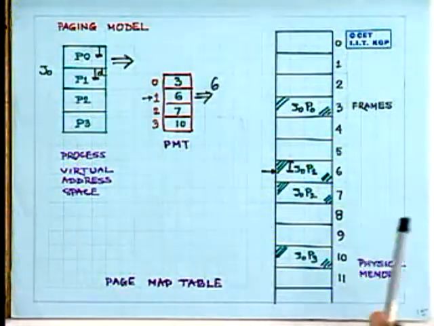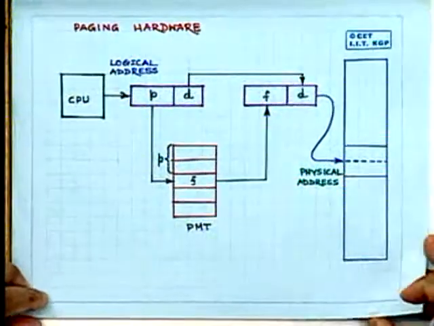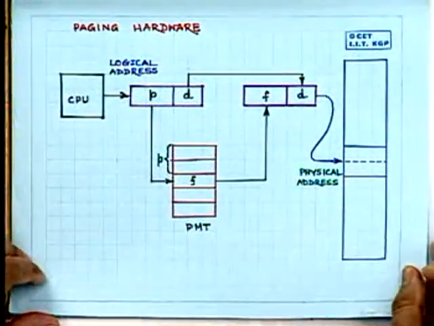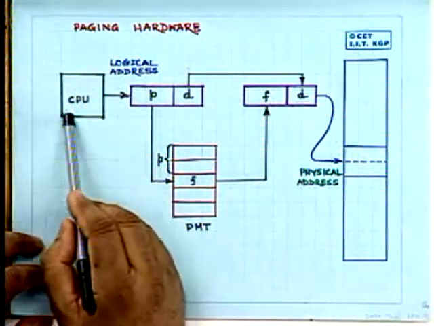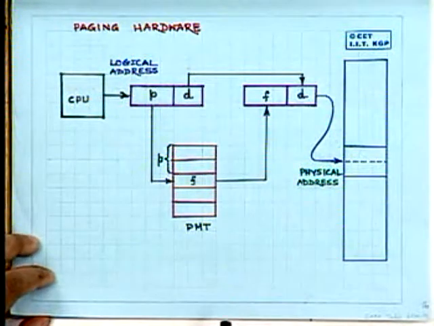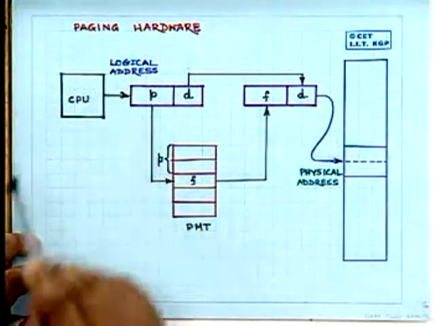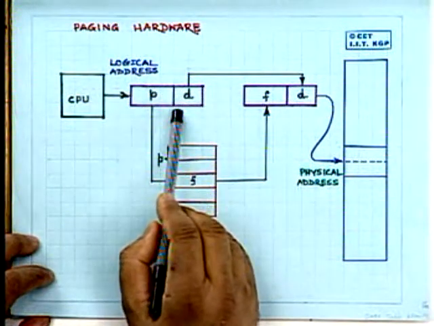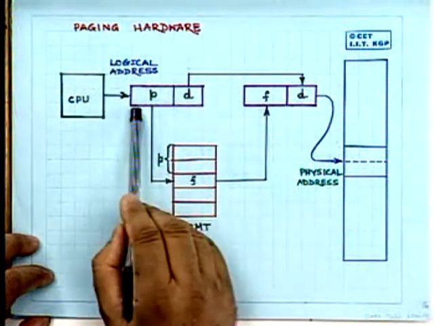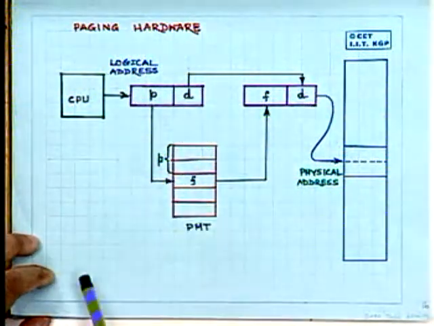Okay, let's see what is the hardware for this page to frame mapping. Here you see that we have shown the central processing unit, right? The central processing unit is now generating the logical address. The logical address can be thought of as two components. One is the page number, another is the displacement within the page.